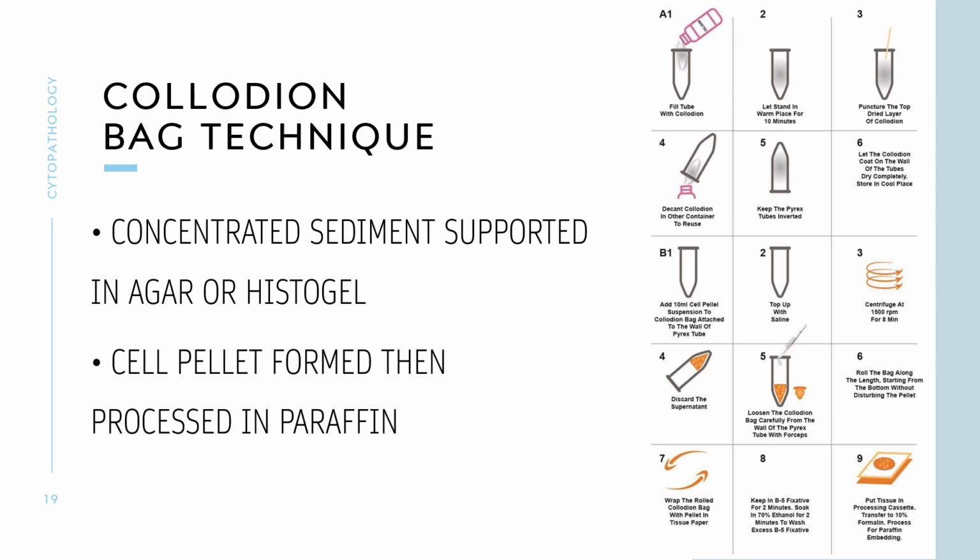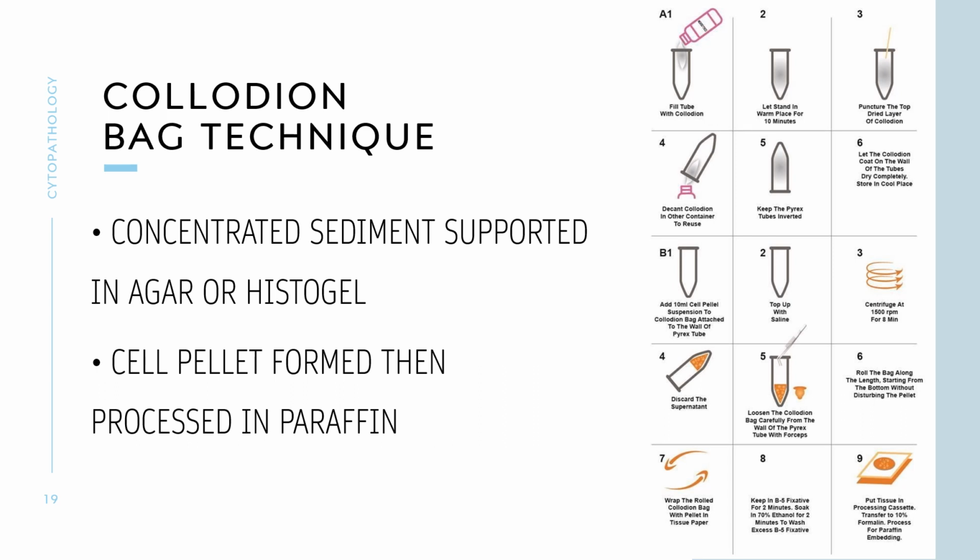You keep the Pyrex tubes inverted, so let the collodion coat the wall of the tube. You should dry it completely and then store it in a cool place. Okay, so add 10 ml of cell pellet suspension to the collodion bag attached to the wall of the Pyrex tube. Top up with saline.